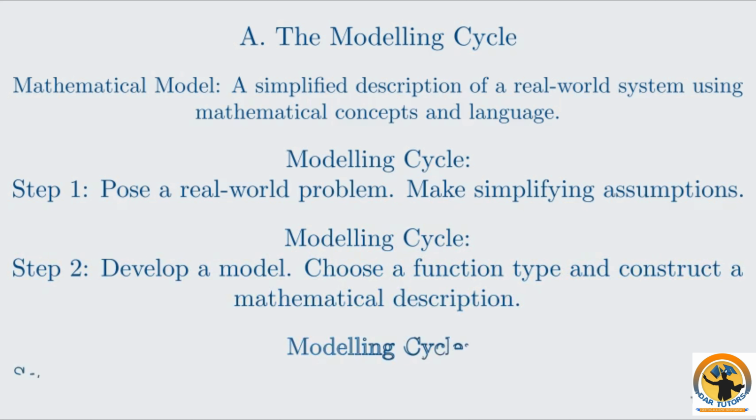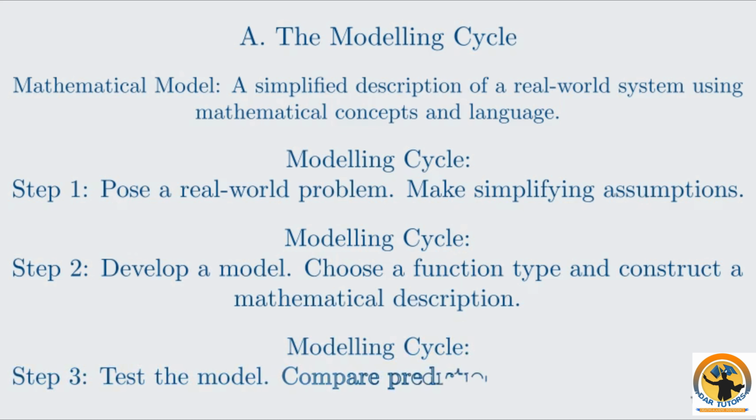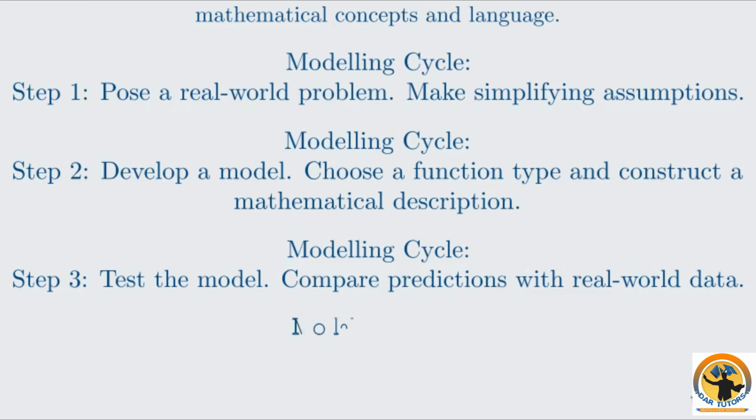Here you compare the predictions from your model against real-world data or observations. For example, does your model for car speed accurately predict how long it takes to cover a certain distance? If there is a significant discrepancy, you must go back and refine your model, possibly by revising your initial assumptions. Step 4. Applying and extending the model.